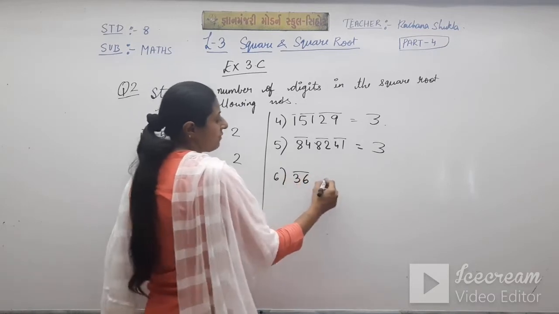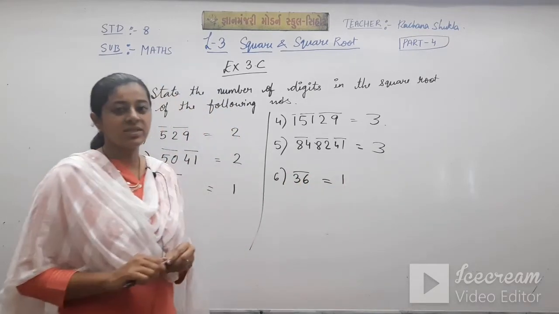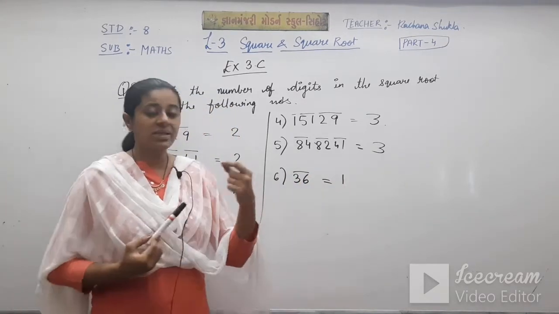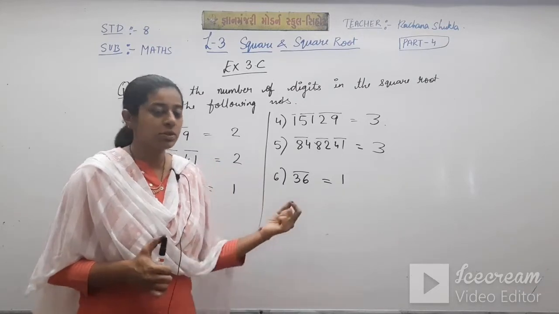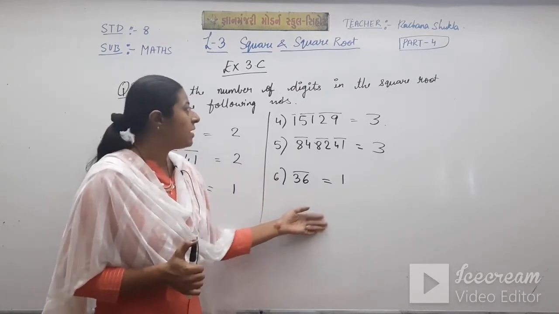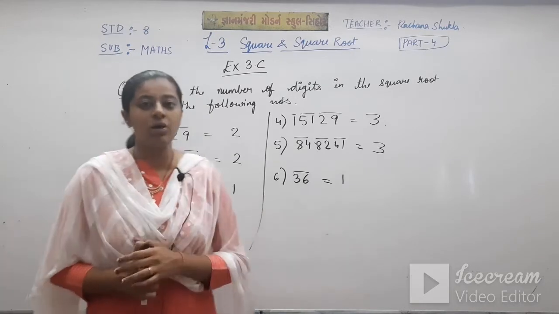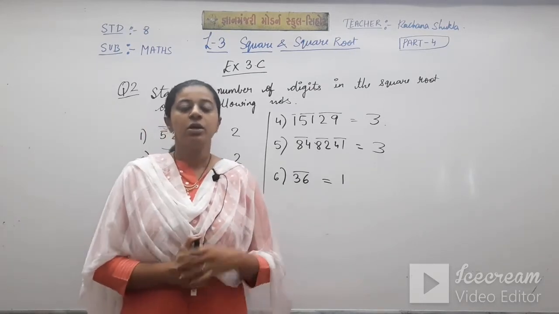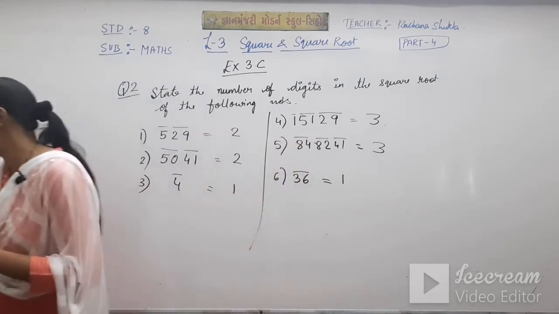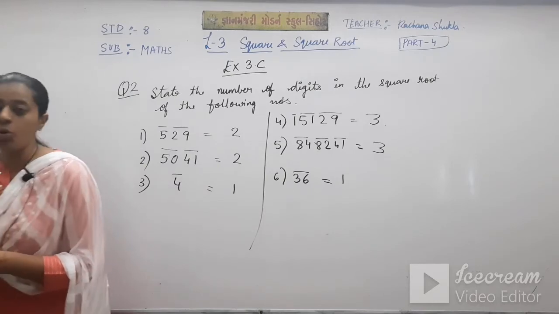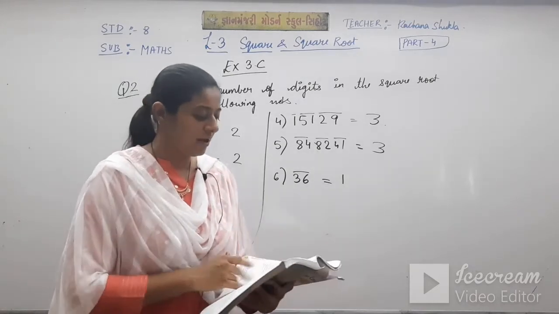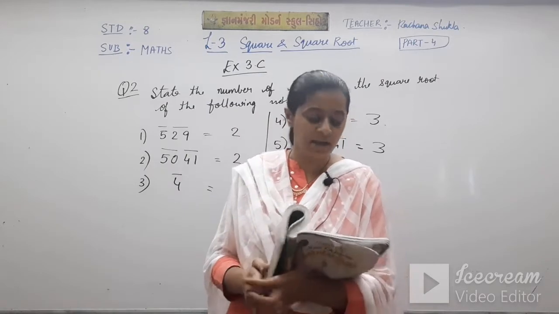Here also only 1 pair. The answer is 1. 6 6s are 36, and 6 is a 1-digit number, so your answer is 1. With this we have completed question 2. Now let's solve the last two sums of exercise 3C. The others I have given you in homework. So you will write all of these in your fair book.